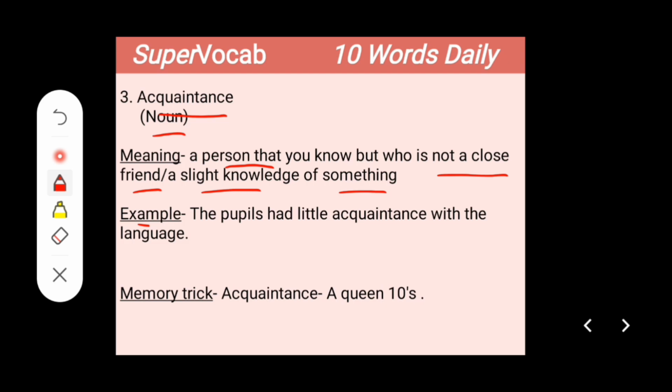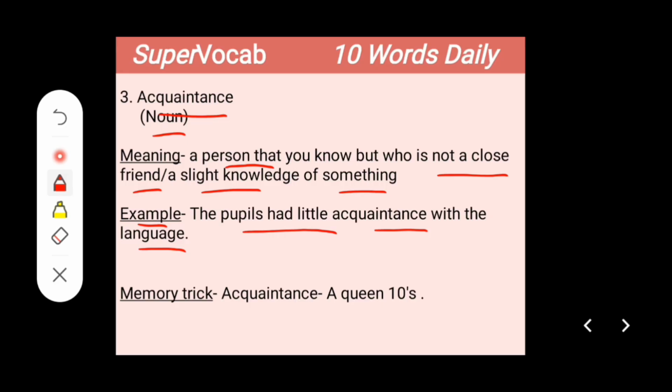Okay, and let's take a look at the example. The pupils had a little acquaintance with the language. So it is stated that they knew about the language but they didn't have much knowledge about it.